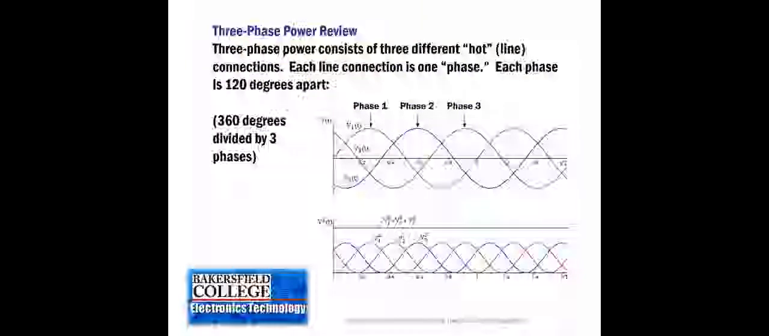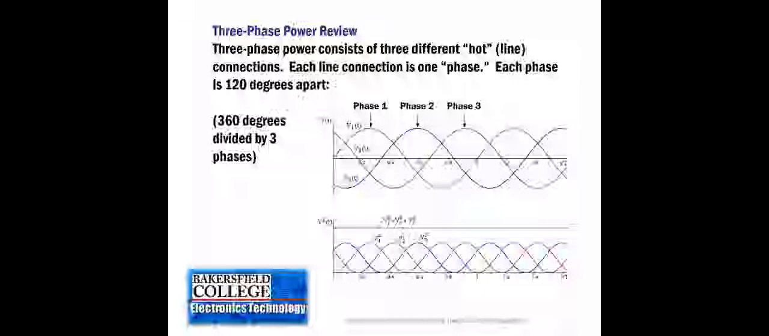So as you remember, when you have voltage applied to L1, L2, and L3 in a three-phase power generation system, each of the phases is 120 degrees from each other. So phase 1, phase 2, and phase 3 are 120 degrees from the phase before and the phase after it. If you take 3 phases and divide that into 360 degrees, you get your 120 degrees.